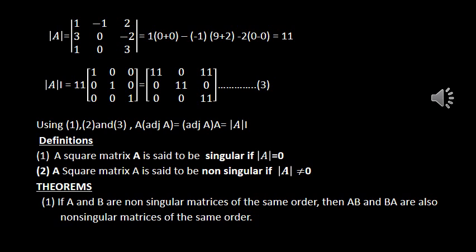Now another theorem. A and B are non-singular matrices, meaning determinant A is not equal to 0 and determinant B is also not equal to 0. Then AB and BA are also non-singular matrices of the same order. So remember these three results. Determinant is 0, matrix is singular; not equal to 0, matrix is non-singular. If A and B are non-singular, then the products AB and BA are also non-singular matrices.